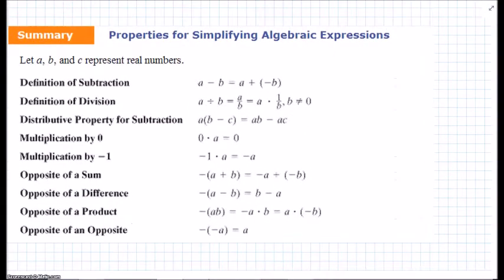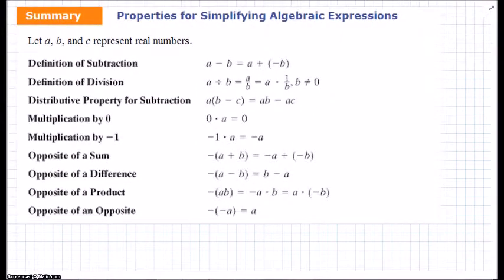Let's look. The definition of subtraction of a minus b is the same thing as a plus negative b. This is important for us to know. This helps us simplify a lot of things later.